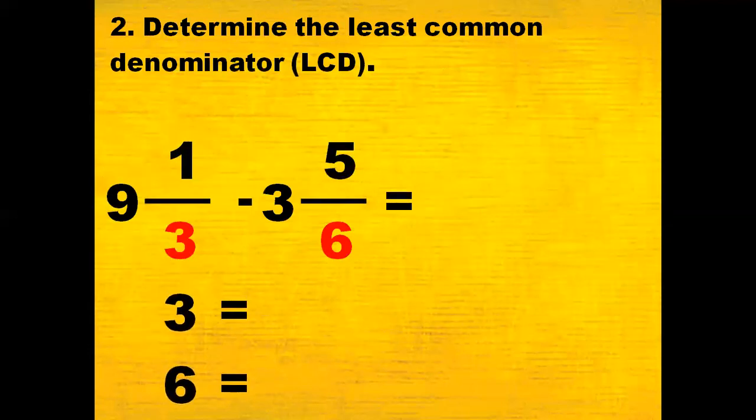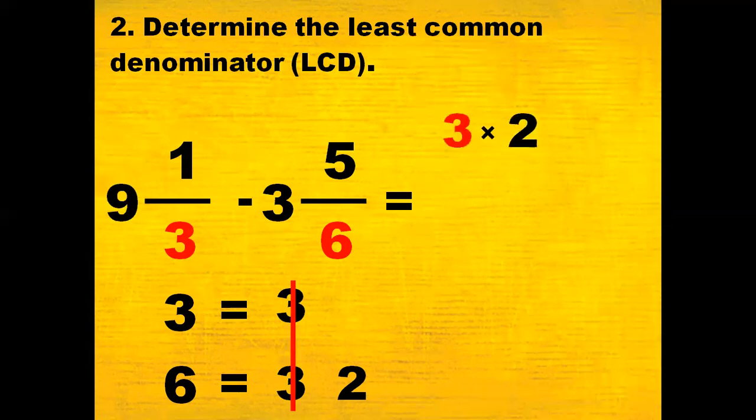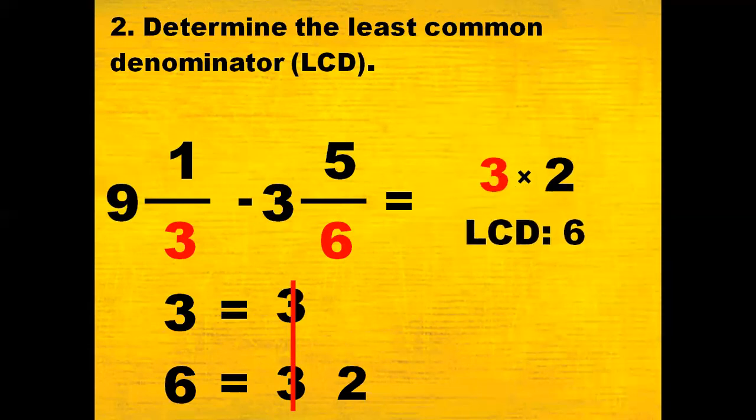So what are the prime factors of 3? We have 3. What are the prime factors of 6? We have 3 times 2. So we need to cancel their common factor or their GCF. And their GCF is 3. Now let's bring down the numbers. So we have 3 times 2. So 3 times 2, our LCD now is 6.